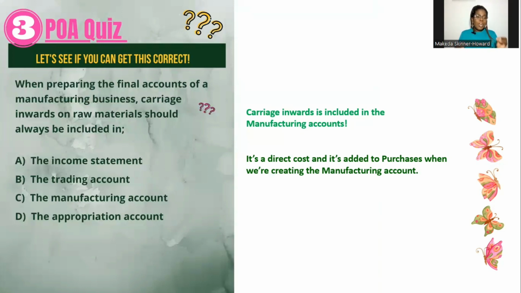The way you do things in a manufacturing business is going to be a little bit different than how you would do it for any other type of business. Carriage inwards is a direct cost to a manufacturing business, and it is added to purchases when we have to create the manufacturing account.